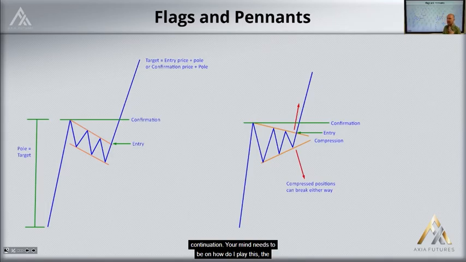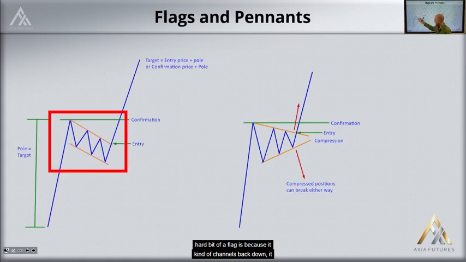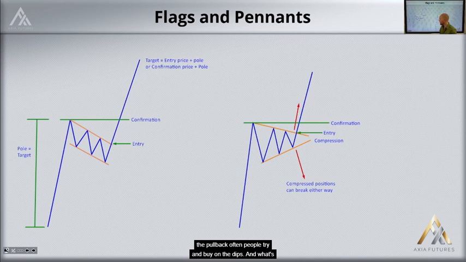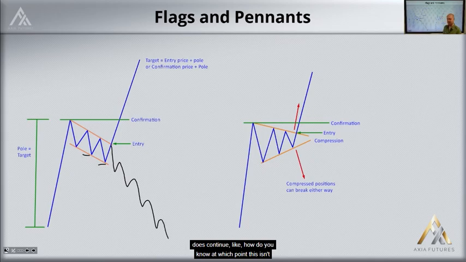Your mind needs to be on, how do I play this? The hard bit with a flag is because it kind of channels back down, it steadily falls, so progressively gets lower lows and lower highs, a kind of mini trend down. The difficulty there is buying the pullback. Often people try and buy on the dips. And what's hard about that is you'll consistently get pushed offside, which makes it very hard to define a stop. Because if this does continue like that, how do you know at which point this isn't going to work?